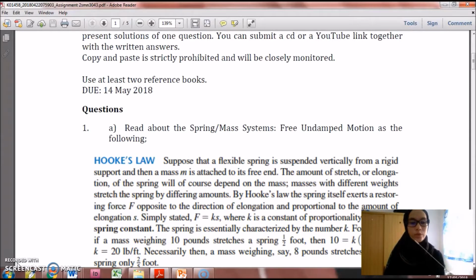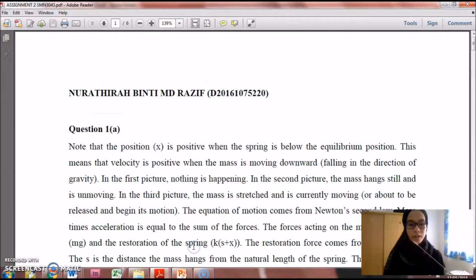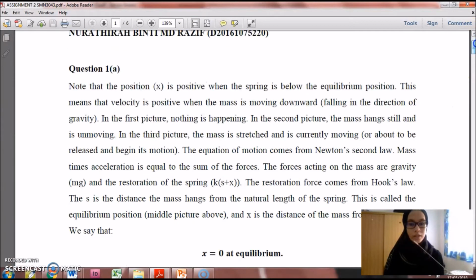So today I would like to explain about assignment 2 for question 1A and 1B from A to E. Okay, first, read about the spring mass system and their motion as the following. As what I've read, I summarized it here. So, note that the position x is positive when the spring is below the equilibrium position. This means that velocity is positive when the mass is moving downward, falling in the direction of gravity.